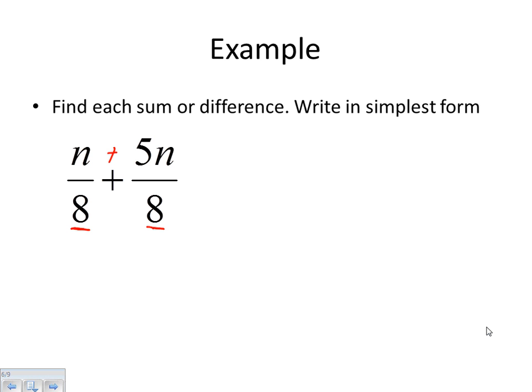Did you see that sneaky little one hanging out right there? So a 1n plus a 5n would give me 6n over 8. Now I can actually simplify right here, and both of these have a 2 in common, so I can divide the top by 2, which is 3, and the bottom by 2, which is 4. So I have a 3n over 4. And that, my friends, is the answer.